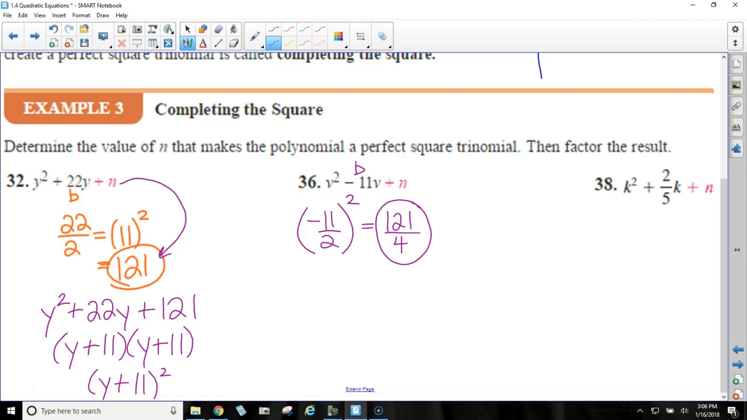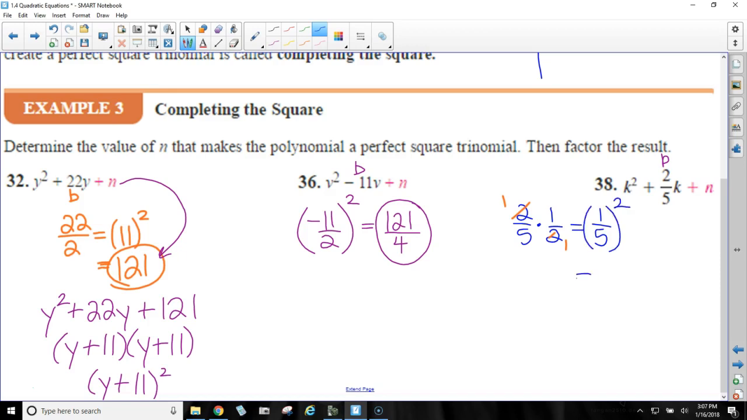On number 38, this time our b value is 2/5, and so we're going to take the 2/5, and instead of saying divided by 2, where I just created an ugly complex fraction, taking half of something, you can divide by 2, or you can multiply by a half. That is step 1, taking half of 2/5. Now, the 2's will reduce here. Half of 2/5 is 1/5. That's step 1. Step 2 is to square that.